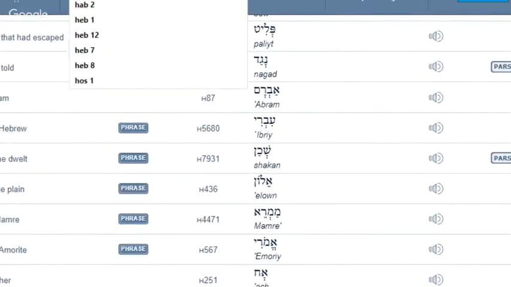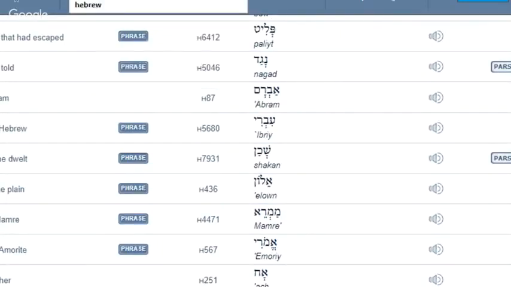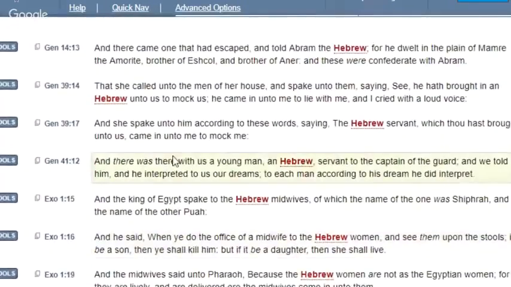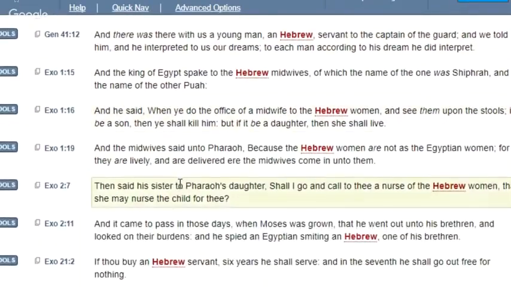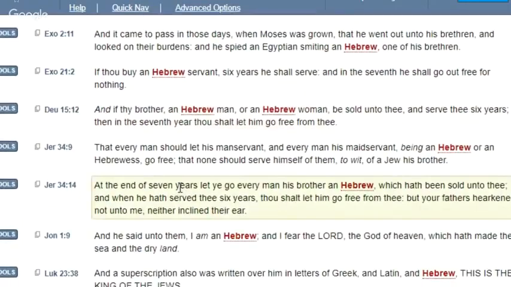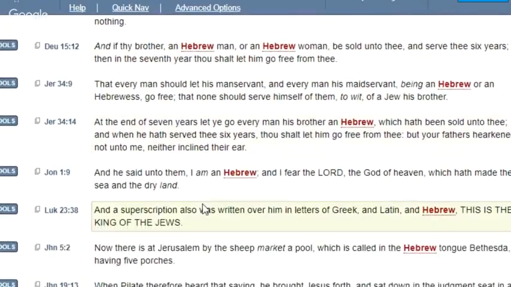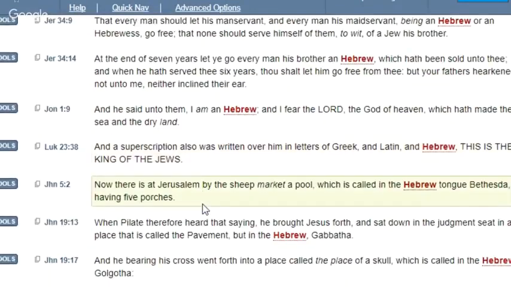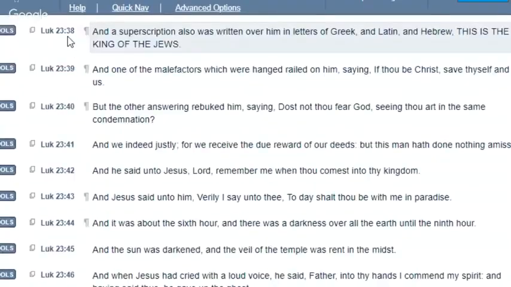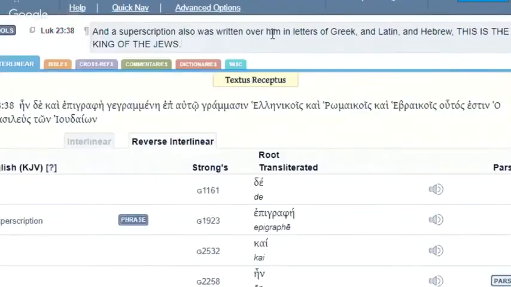Now let me type in Hebrew again, see what comes up. The Hebrew servant, Hebrew midwives, Hebrew smiting. Just bear with me one second. In Hebrew, this is the King of the Jews. See, look, right? This is in the New Testament. And the superscription also was written over him in letters of Greek and Latin and Hebrew.